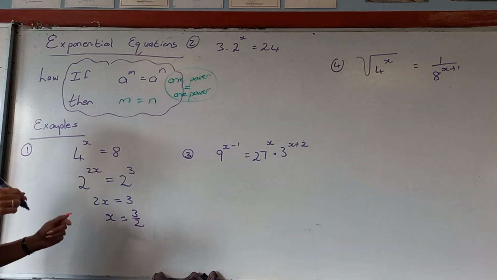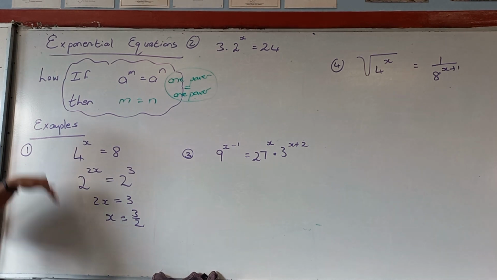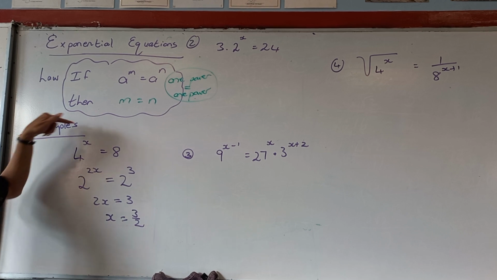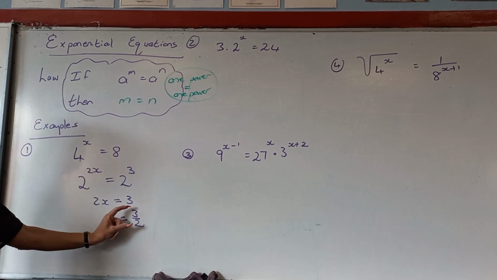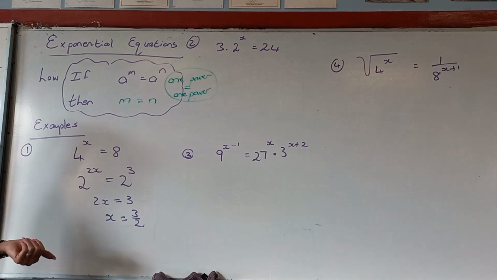Now that we're in equations, we can always test ourselves. We don't have time in a test for that, but we can always test ourselves by going back to the top and punching into your calculator 4 to the exponent 3 over 2, and that'll give you 8, and then you know your answer is right. Are you with me?